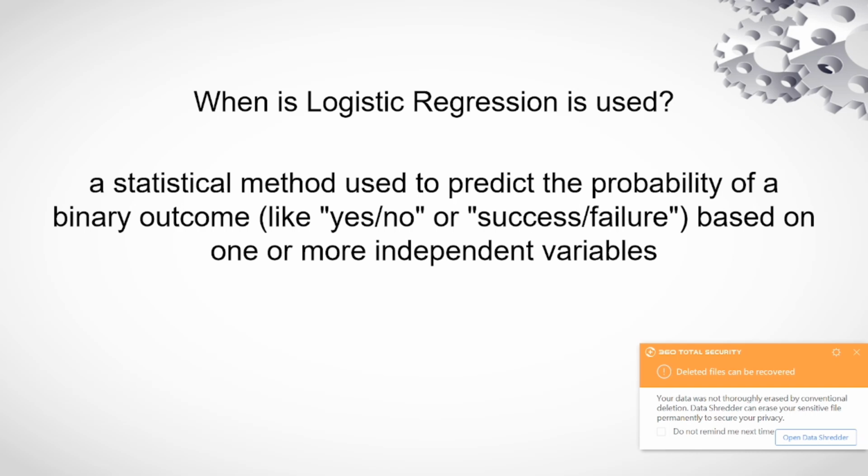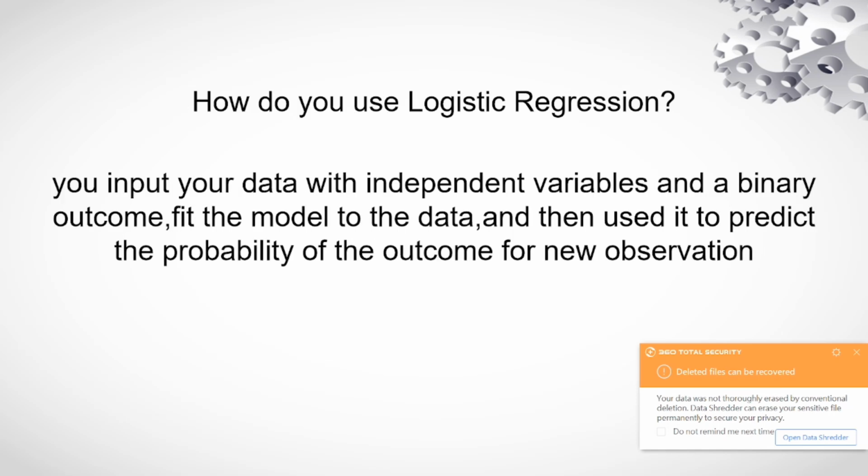When is logistic regression used? It is a statistical method used to predict the probability of a binary outcome like yes or no or success or failure based on one or more independent variables. How do you use logistic regression? You input your data with independent variables and a binary outcome, fit the model to the data, and then use it to predict the probability of the outcome for a new observation.